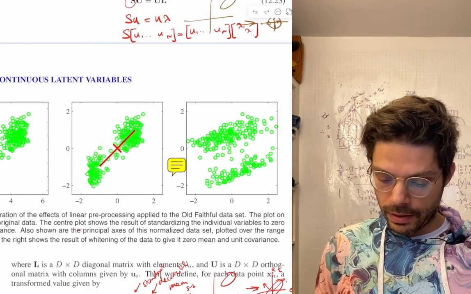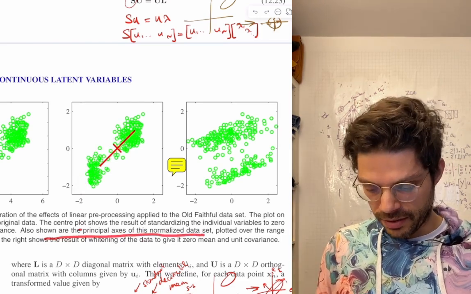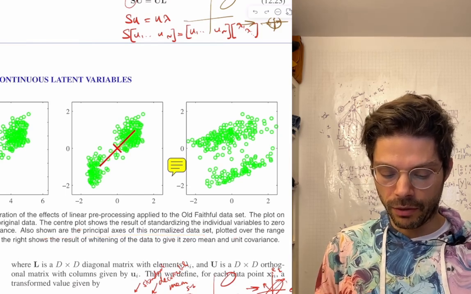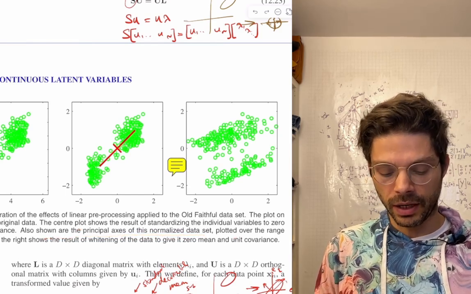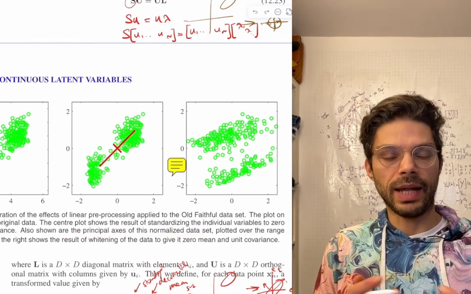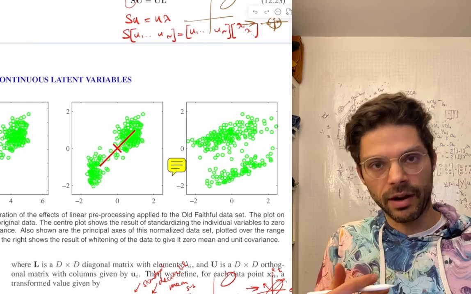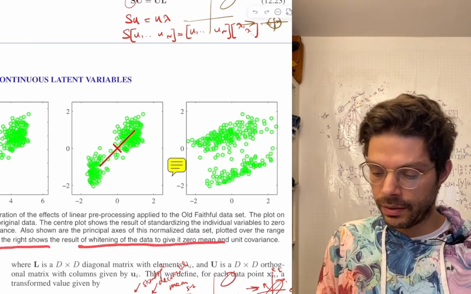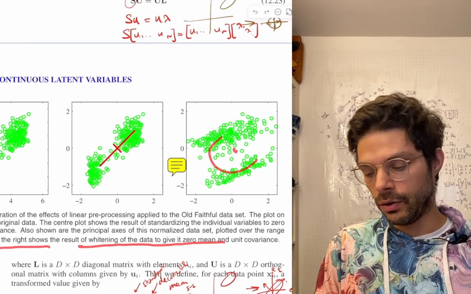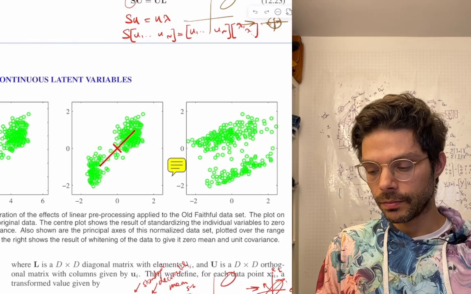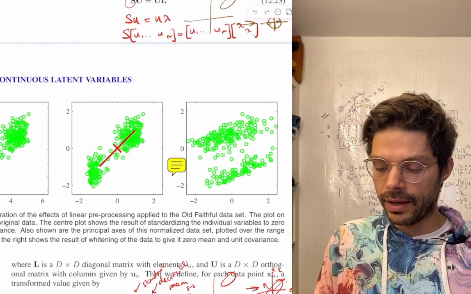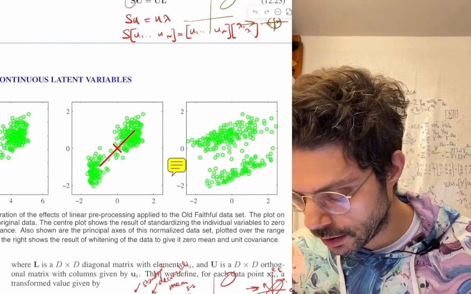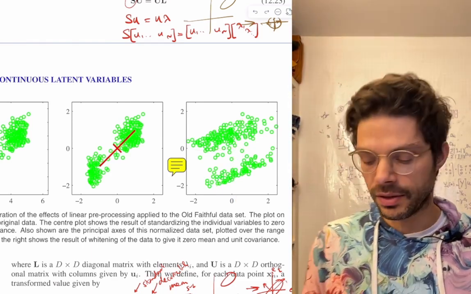This is also shown on the principal axis of the normalized data set, plotted over the range plus minus lambda to the one half. And this is quite useful, right? Because the square roots of the lambdas give you standard deviations. The plot on the right shows the result of whitening of the data to give it zero mean and unit covariance. Okay, so now when you look at this data, there shouldn't be any correlations, and I can kind of convince myself that's the case.